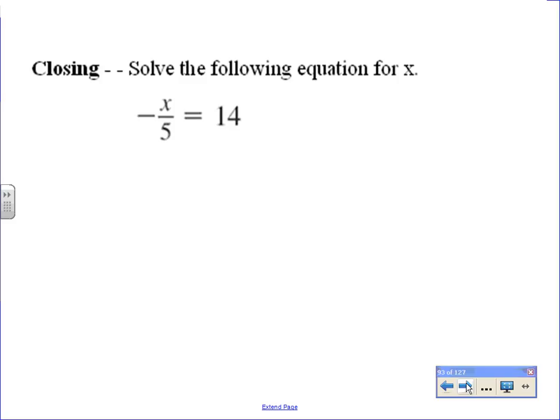All right, let's do one more problem. Let's take a look at the closing. Okay, this actually leads really well into tomorrow's lesson. We're going to save equations with fractions for tomorrow. Okay, the last problem on there is negative x over 5 equals 14. First thing I want you to do is put this negative with x. So do you guys and girls remember from the end of chapter 3, how do we get x by itself in a problem like this?